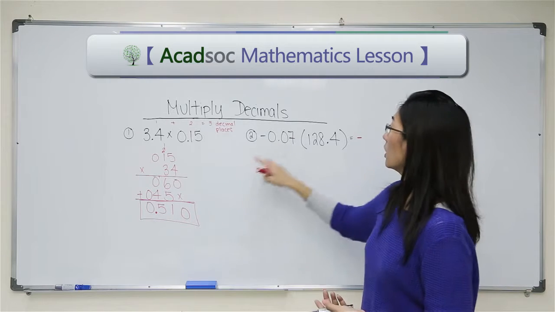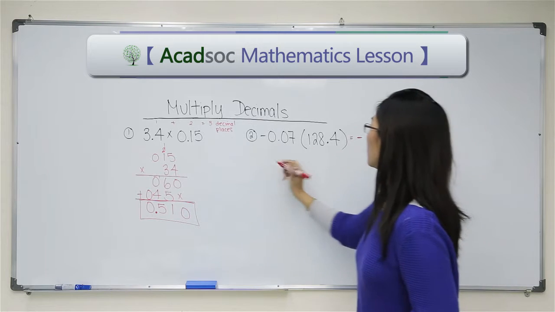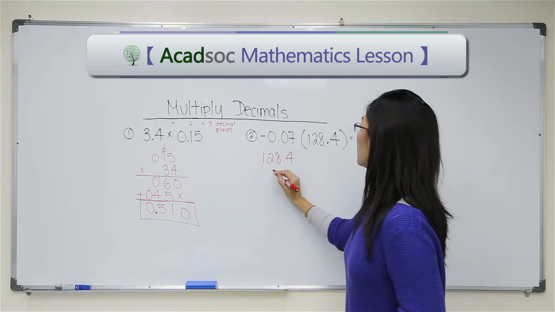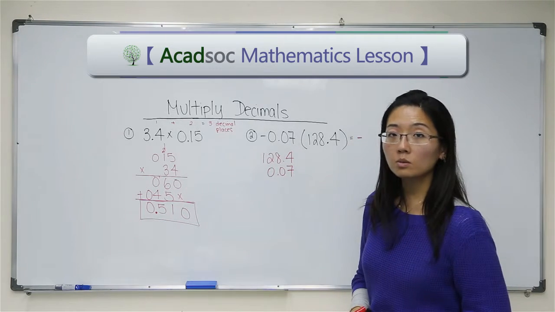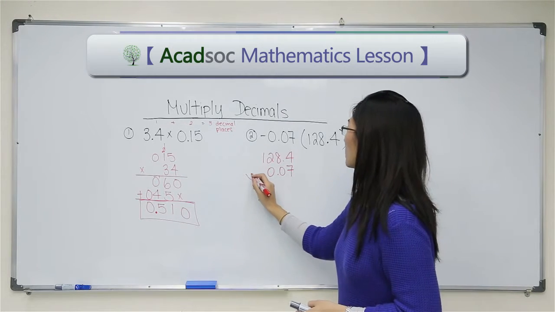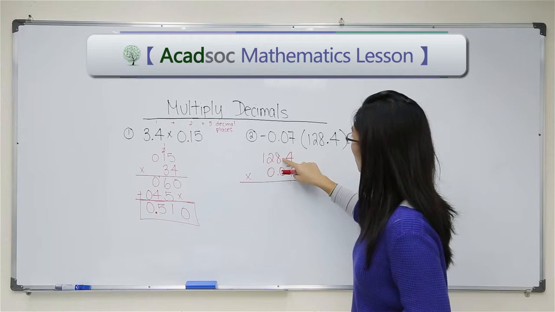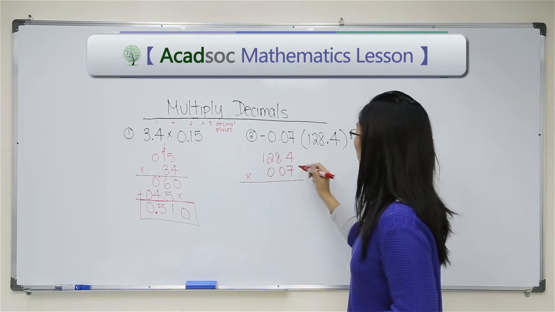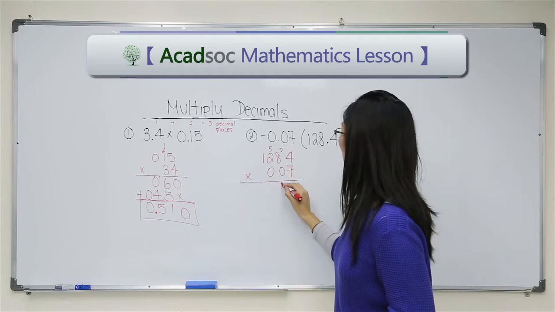Now, just like before, try to put the number with more digits on the top. So I would put 128.4 on the top. Then I would put 0.07 underneath. Again, don't line up the decimal point, but you want to put each digit in its column. So now let's multiply. Again, if it helps, you could take away the decimal point. Or you could just leave it there. It doesn't matter. So here we have 28. This is 56, 58.